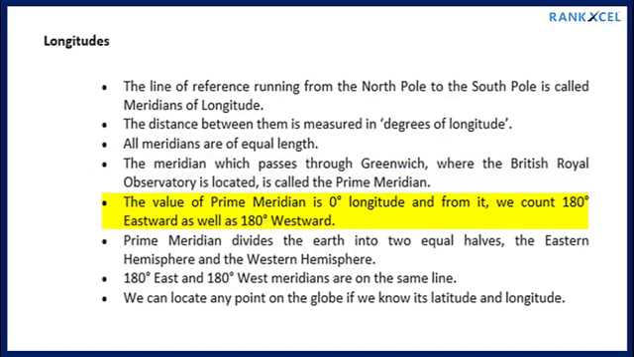The value of the prime meridian is 0 degrees longitude, and from it, we count 180 degrees eastward as well as 180 degrees westward. Prime meridian divides the Earth into two equal halves, the eastern hemisphere and the western hemisphere. 180 degrees east and 180 degrees west meridians are on the same line. We can locate any point on the globe if we know its latitude and longitude.